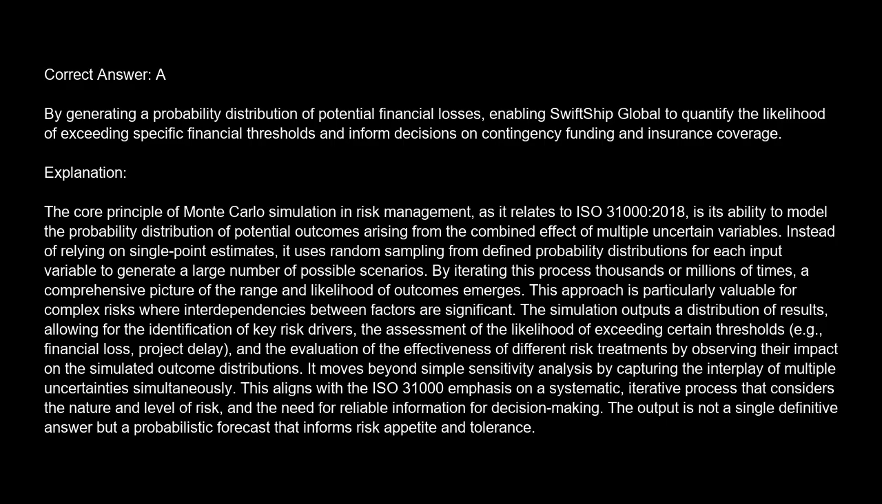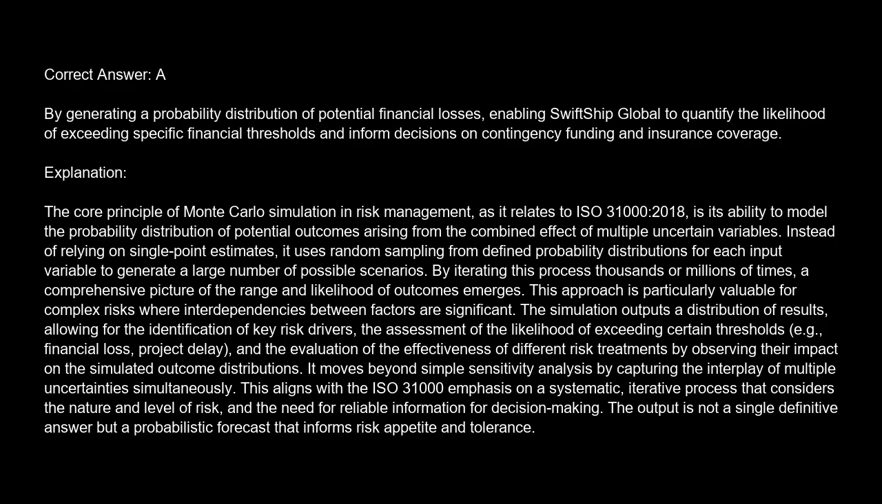31000-2018, is its ability to model the probability distribution of potential outcomes arising from the combined effect of multiple uncertain variables. Instead of relying on single-point estimates, it uses random sampling from defined probability distributions for each input variable to generate a large number of possible scenarios. By iterating this process thousands or millions of times, a comprehensive picture of the range and likelihood of outcomes emerges. This approach is particularly valuable for complex risks, where interdependencies between factors are significant.